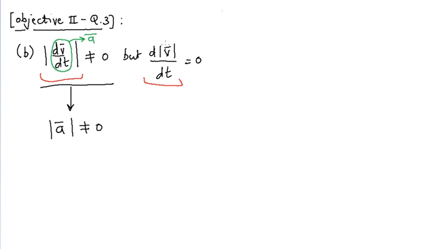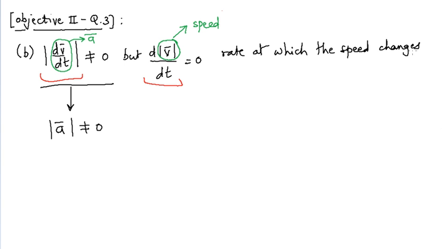So the innermost thing is of course v bar, the instantaneous velocity, but just outside that I've got a mod sign, and we all know that the mod of the instantaneous velocity, that's the magnitude of the instantaneous velocity, is nothing but the instantaneous speed, and d of speed by dt means the rate at which the speed changes or is changing with respect to time.